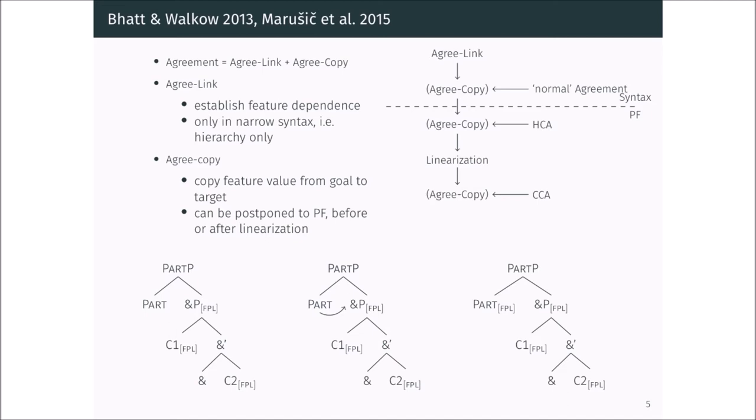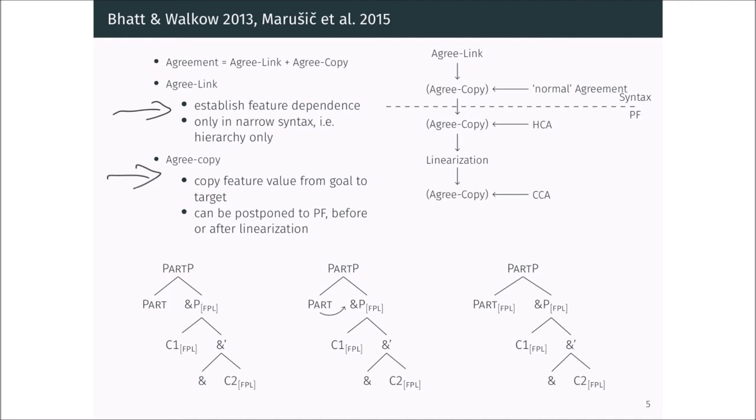In this approach, agreement is separated into Agree-Link and Agree-Copy. Agree-Link establishes a feature dependency, and it only happens in narrow syntax. Agree-Copy, on the other hand, copies the actual feature value from the goal to the target. It can happen in narrow syntax, but it can also be postponed to PF, before or after linearization.